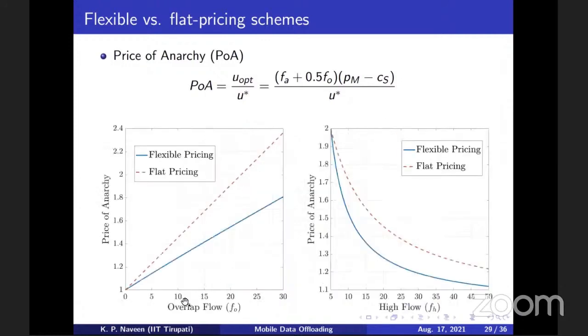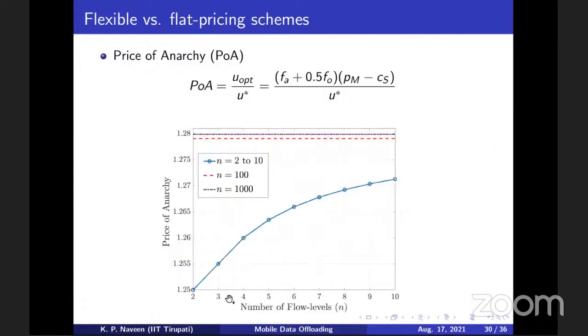Right. So this is with respect to overlap flow. We see that the flexible pricing performs better. These are preliminary numerical results, and we plan to extend more in this direction. And this is when we increase the number of flow levels, right? Right now we are assuming only 2 flow levels: the low flow was 5 and the high flow was something like 20. Now we are increasing the number of flows between 5 and 20, so that means we have a finite distribution of what the flow is going to be like, right?